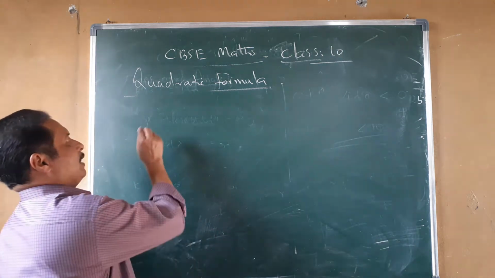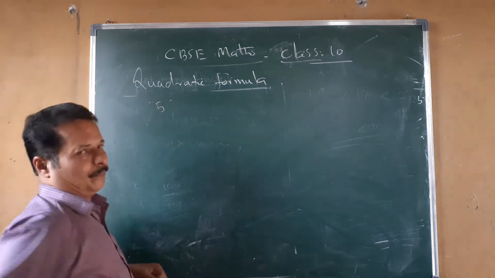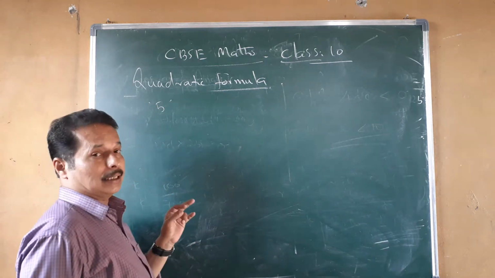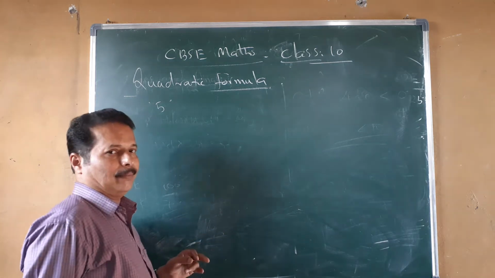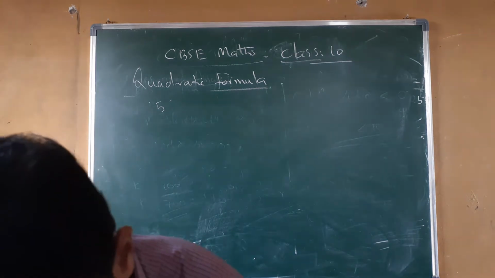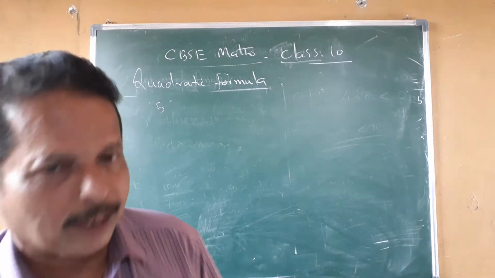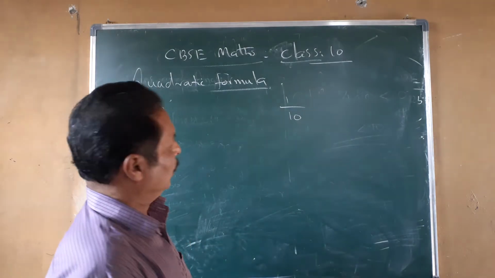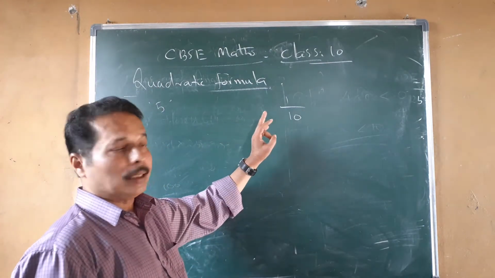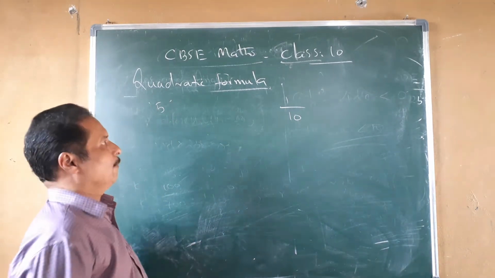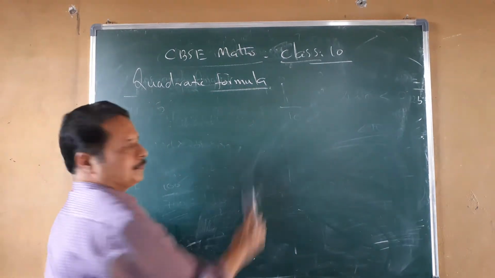The difference between two numbers is 5, and the difference between their reciprocals is 1 by 10. Find the numbers. Are you ready?